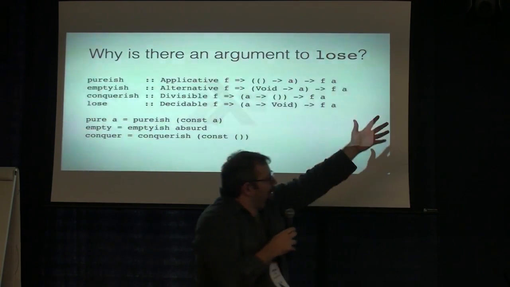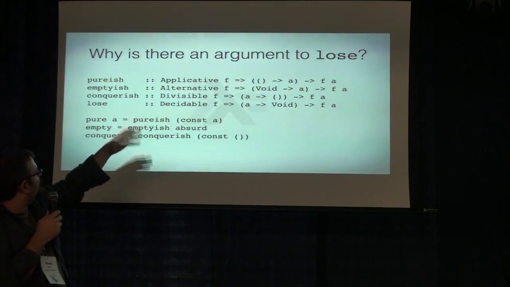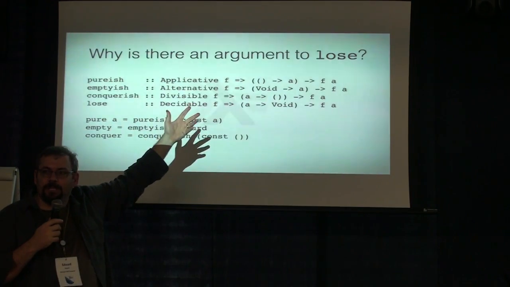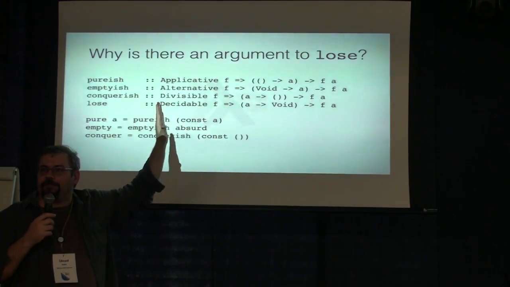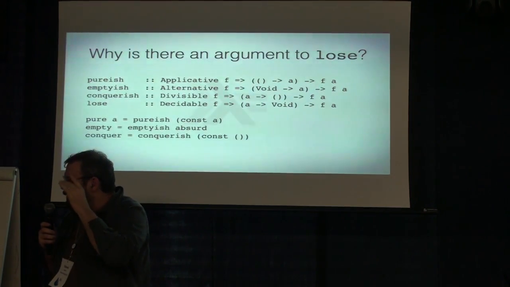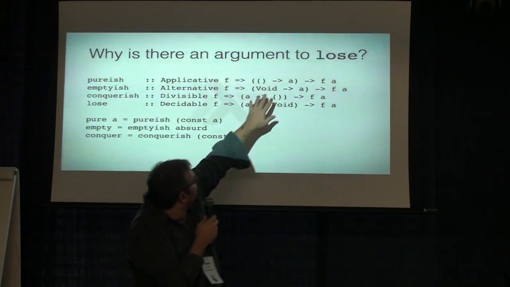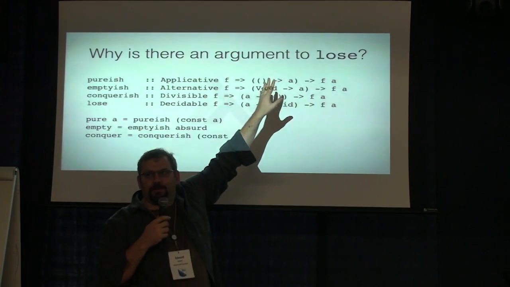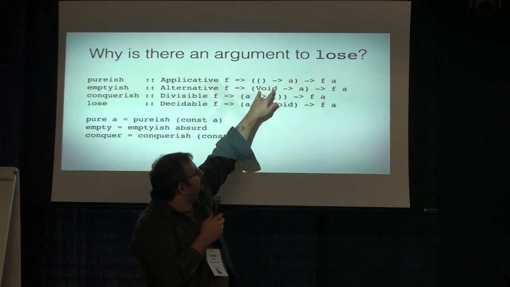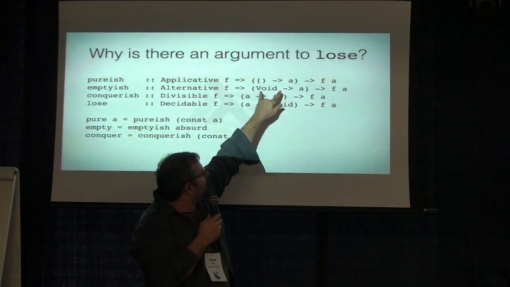So why is there this argument to lose? I want to take apart pure and empty and conquer and lose and put them in a kind of symmetric form, and then see why we can get rid of some of the functions and not all of them. Okay? So with pure, if we actually wrote down what the identity was for day convolution, it would be functions from unit to A. This is the identity of Day here.